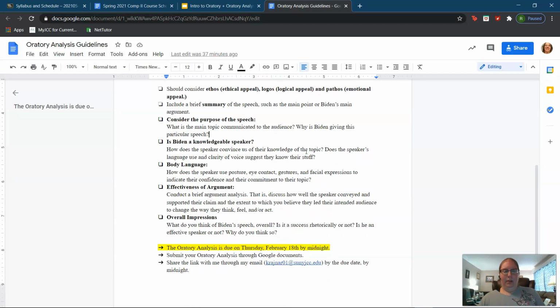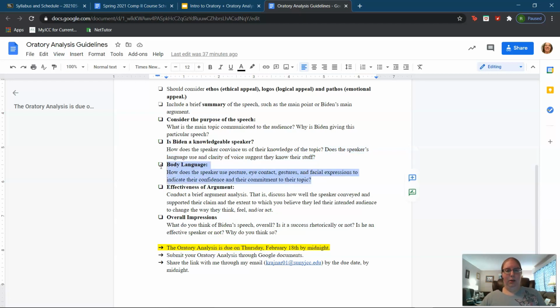So then from there, is Biden a knowledgeable speaker? How does the speaker convince us of their knowledge of the topic? Does the speaker's language, use, and clarity of voice suggest that they know their stuff? So this is talking about word choice. We were talking quite a bit about word choice just a few minutes ago. So how does Biden's word choice influence his speech? Does his language use make him an effective speaker? Why or why not, do you think?